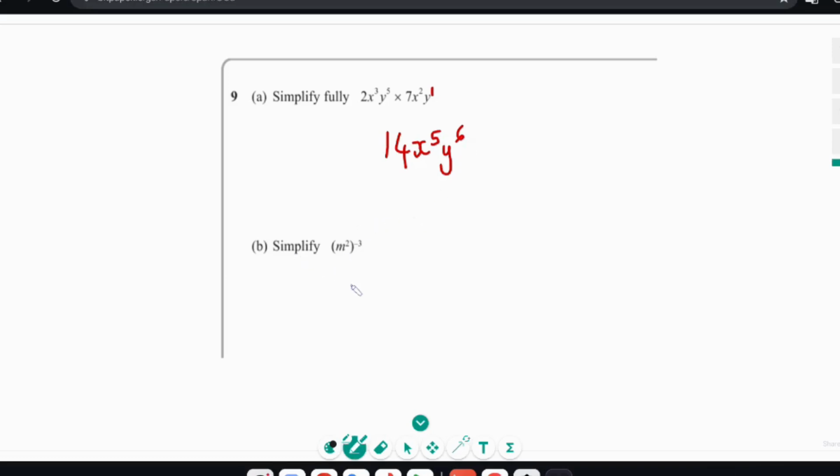Simplify m squared to the power minus 3. We've got a power to a power, so you multiply. 2 times negative 3, negative 6.